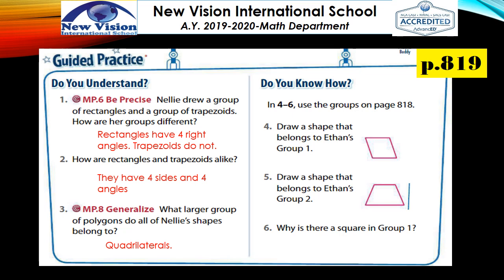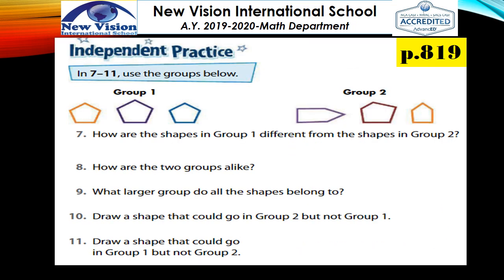Number 6, why is there a square in group 1? Because all the sides are equal. So it's also a rhombus. Remember, a square can also be a rhombus. Okay, next let's go to the independent practice.